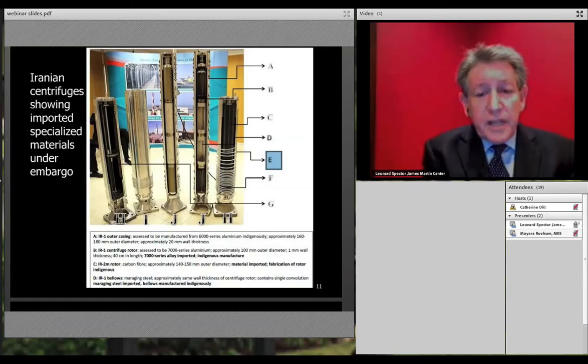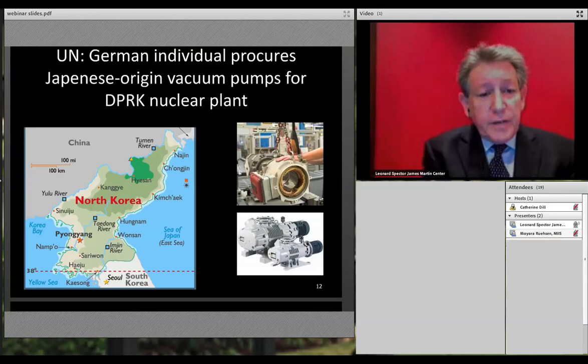The next slide involves shipments to North Korea. A German individual who procured Japanese origin vacuum pumps for a North Korean nuclear plant. The photos to the left, to the right, show this piece of equipment just for illustration purposes. These are actually in use in a plant in Western Europe. But it gives you a sense of the kinds of goods that are at stake here.